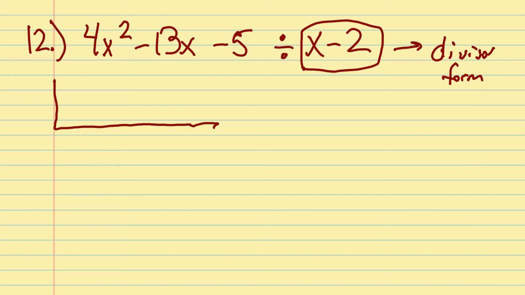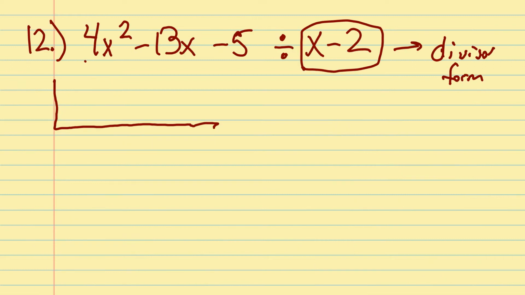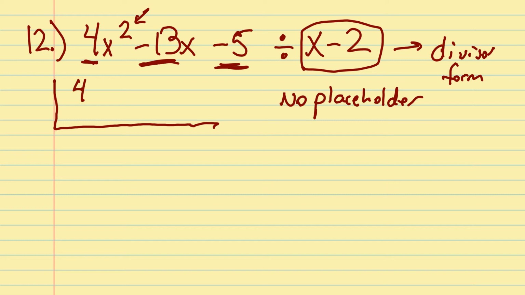Step 2 says that you're going to put your coefficients inside the box and put the opposite a outside the box. So the coefficients are 4, negative 13, and negative 5. Now remember, I always have to make sure I can count down. I use the exponents to tell me that: 2, 1, 0. I do not need a placeholder. Remember, if you forget your placeholder on any of these problems, it's impossible to get the correct answer. So put 4 here, negative 13, negative 5.